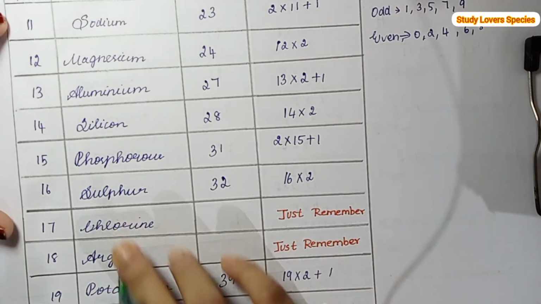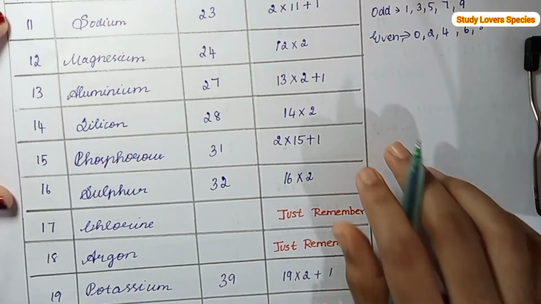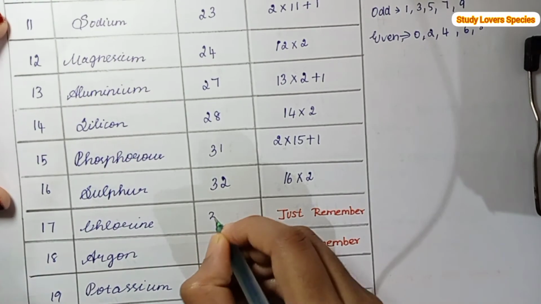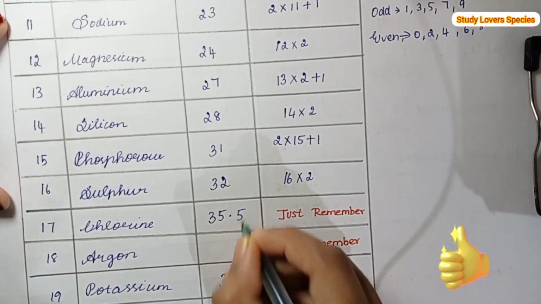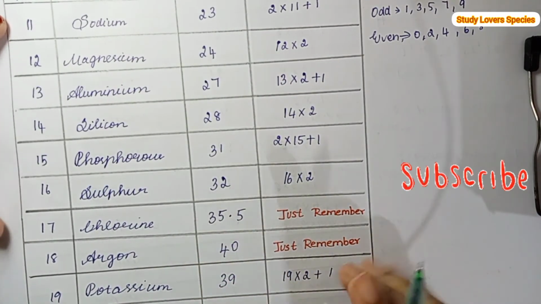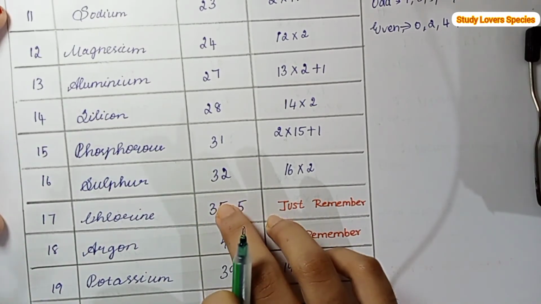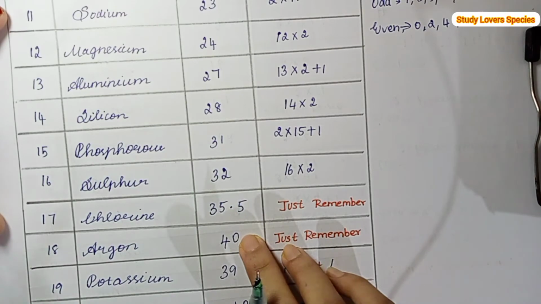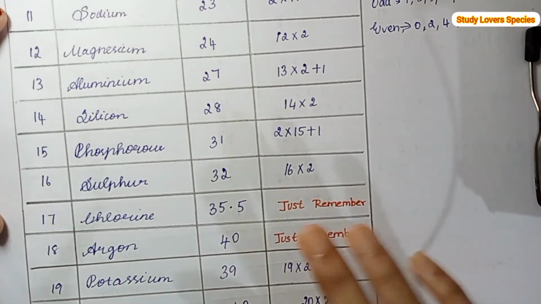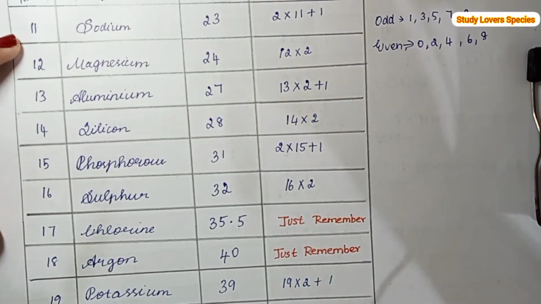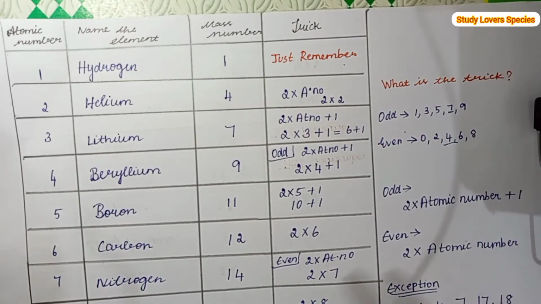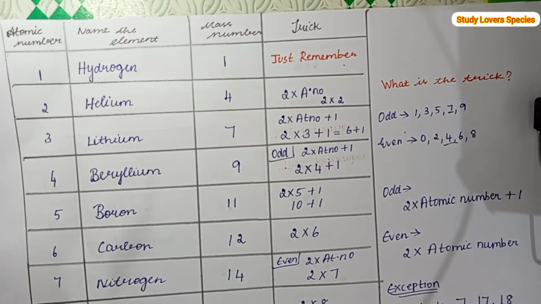For chlorine and argon, there is no trick, guys. You have to just remember the numbers. Chlorine is 35.5 and argon is 40. Just remember 35.5, and then 35 plus 5 gives you 40. Just remember it like that. There is no trick. Hope you guys can understand.